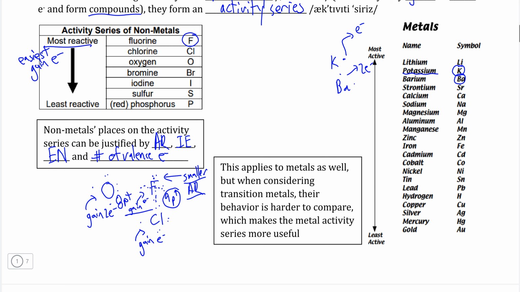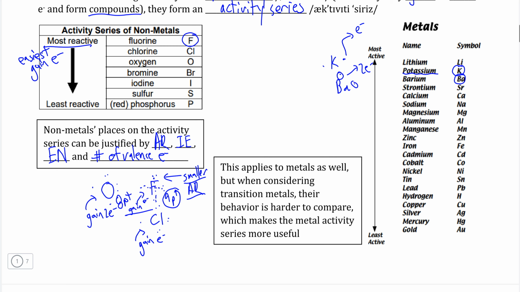Now, the problem is that potassium is actually higher up on the periodic table, meaning that barium actually has a larger atomic radius than potassium, and therefore, based on atomic radius, would be expected to lose electrons more easily.